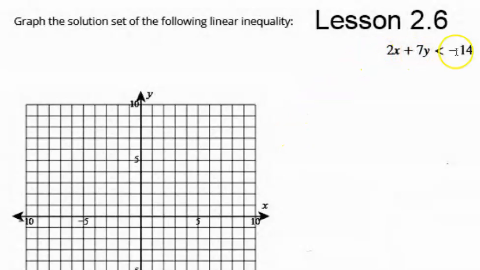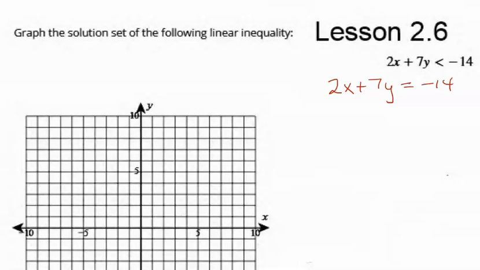All right, in our last section of Chapter 2, Lesson 6, we're asked to graph the following linear inequality. So, reviewing the protocol for this, we said the first thing was to change the inequality sign to an equal sign and solve the linear equation. Now, as we look at this, we notice 2 and 7 both divide evenly into 14. So we can use the intercepts for this one.